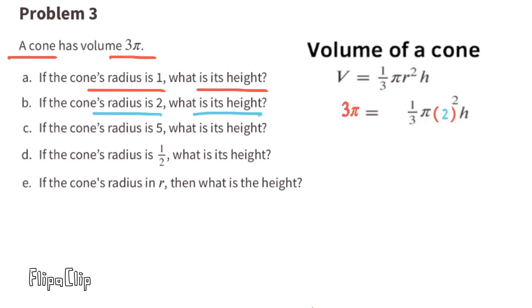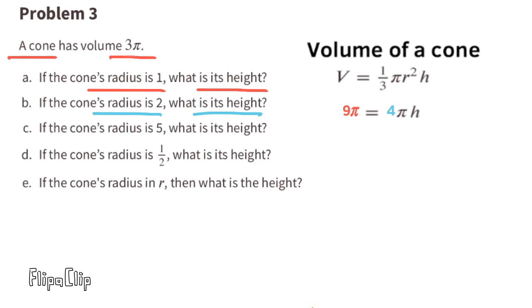B. If the cone's radius is 2, what is its height? Since the radius is 2, we can substitute the r with the 2. Just like the first one, we're solving for the height. So let's multiply both sides by the reciprocal of 1/3, which is 3. 3 times 3 times pi is 9 times pi, and 3 times 1/3 pi is 1 pi. Now the equation reads 9 times pi equals pi times 2 squared times h. We can rewrite that as 9 pi equals 4 times pi times h.